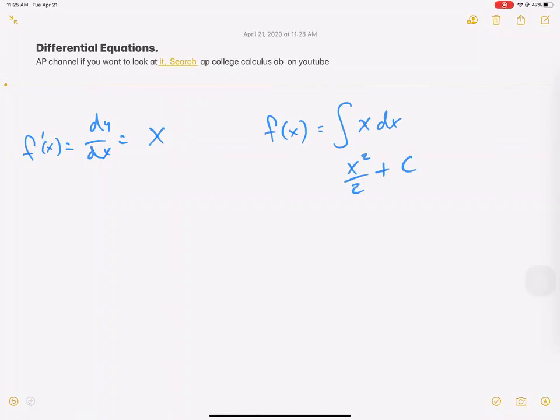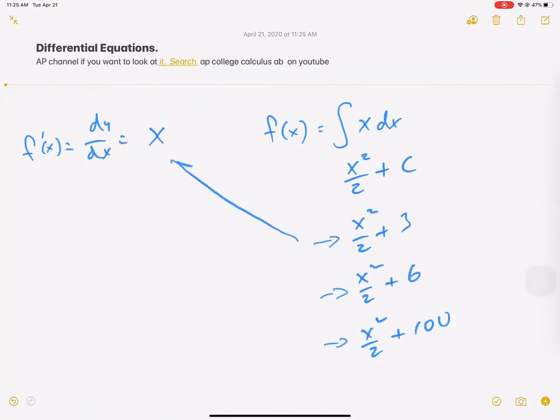Now, why do we write plus c? Well, do we know what that value could have been? If I wrote x squared over 2 plus 3, or x squared over 2 plus 6, or x squared over 2 plus 100, if I take the derivative of any of these equations, don't we still get the same slope answer?